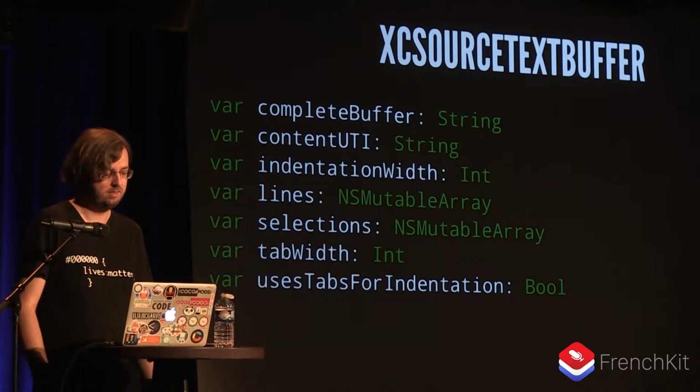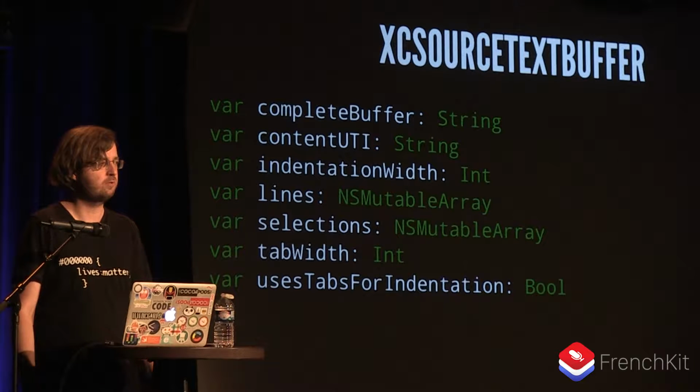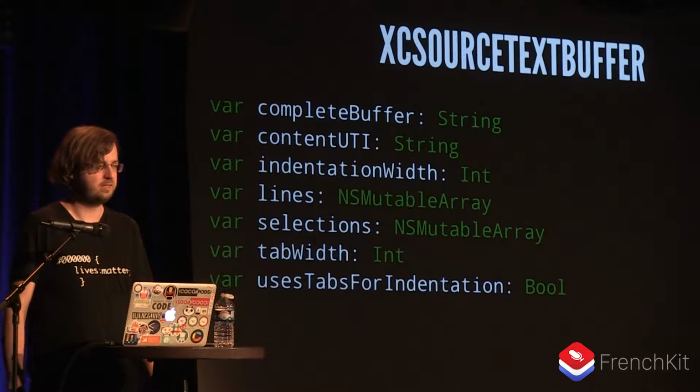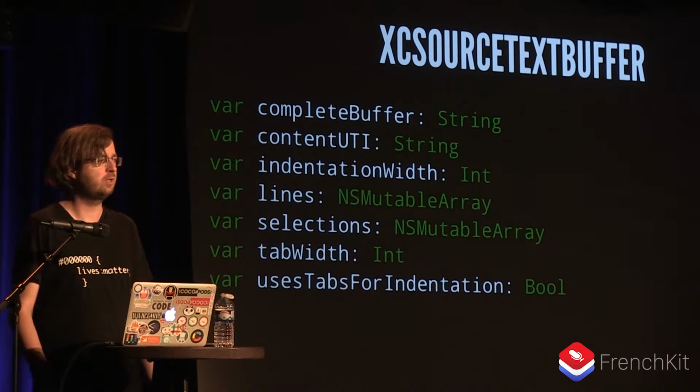on the file size. You also have a mutable array of selections. That is the selection the user has, or the insertion point of the cursor, and you can also mutate it. So you can also make extensions which change how you navigate. And the rest of the properties are about telling you how the user indented that file. If they're using tabs or spaces, what is the tab width, stuff like this. So if you generate code, you can match the indentation preference of the user.